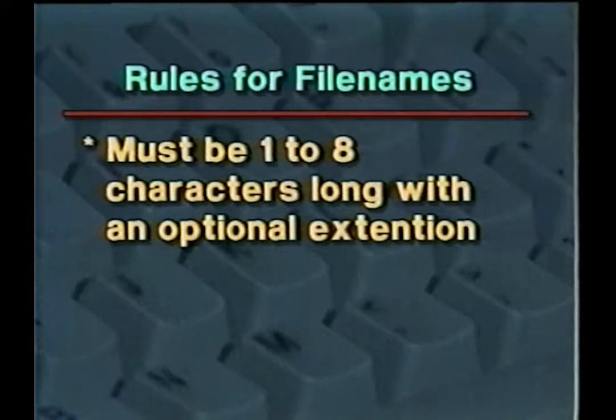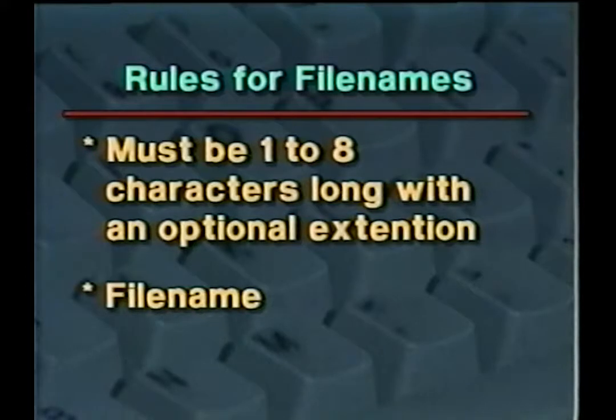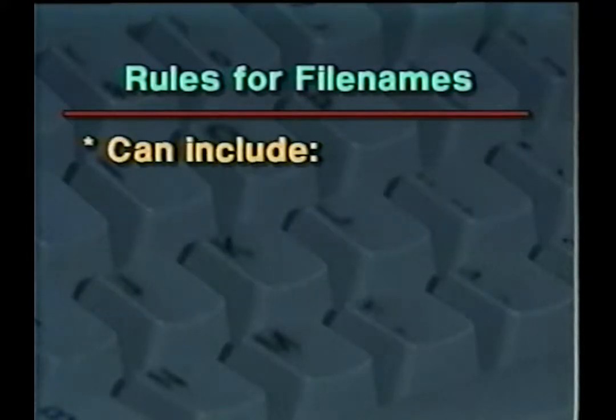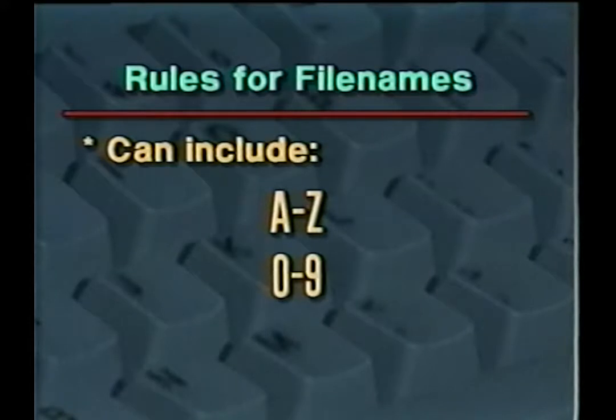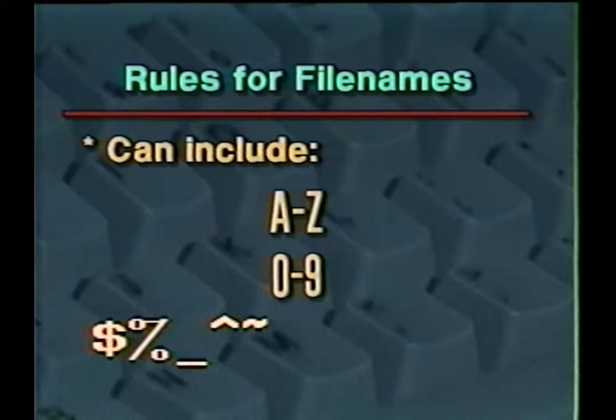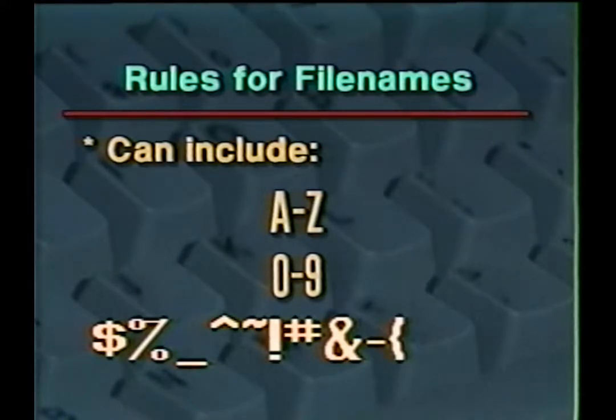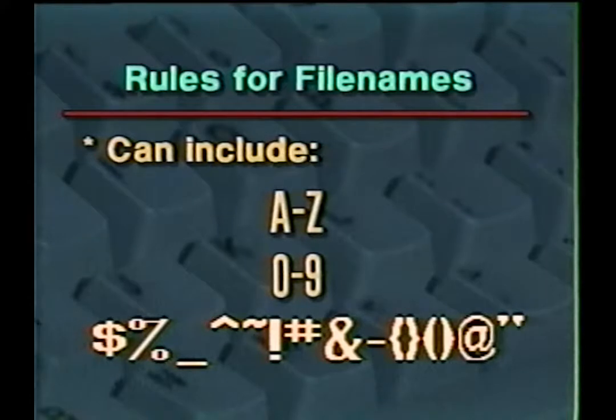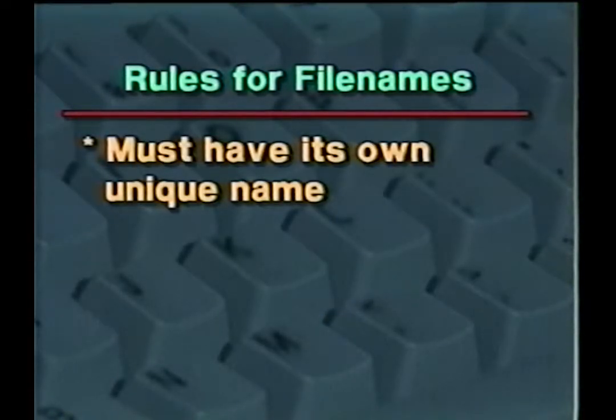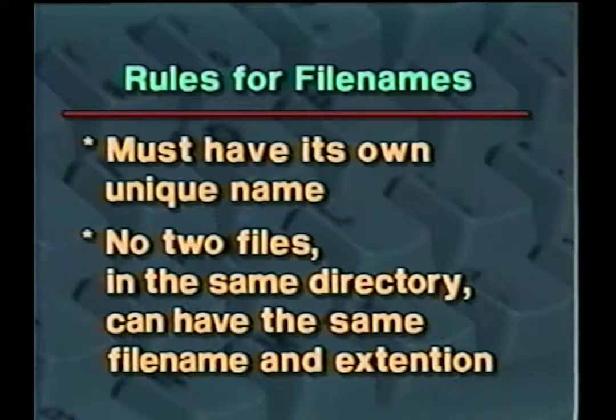DOS has certain rules about file names. A file name can only be 1 to 8 characters long with an optional extension. An extension is a period followed by 1 to 3 characters. The period does not show up in this file listing. A file name can include the letters A through Z and digits 0 through 9. You can use most of the special character symbols like dollar signs, percent signs, or the underscore character, but there can be no spaces between characters. One more thing: each file must have its own unique file name and extension. No two files in the same directory can have the same file name and extension.